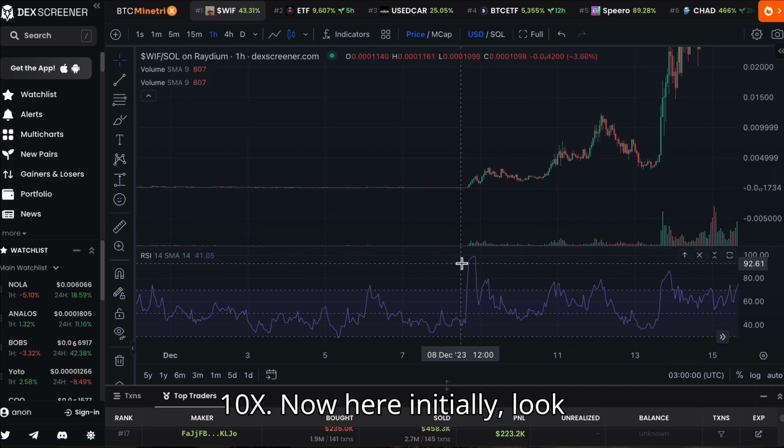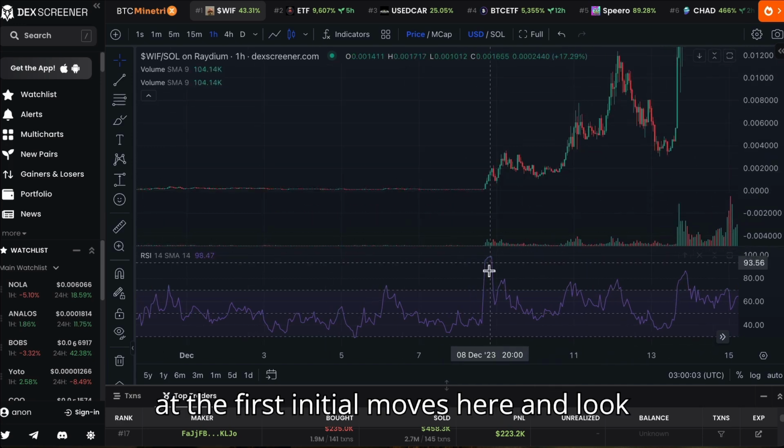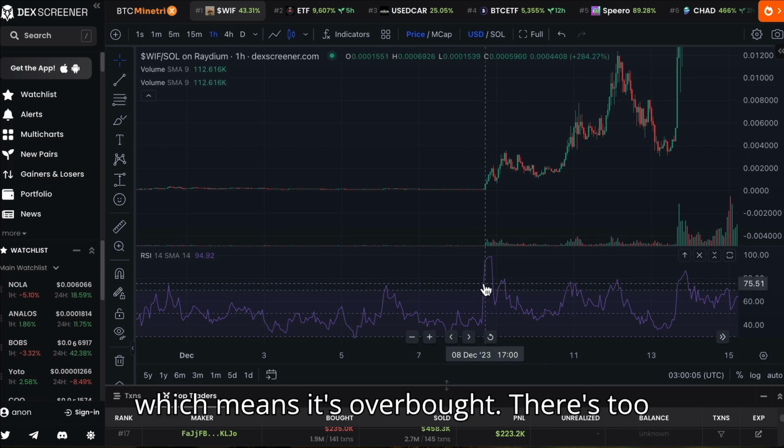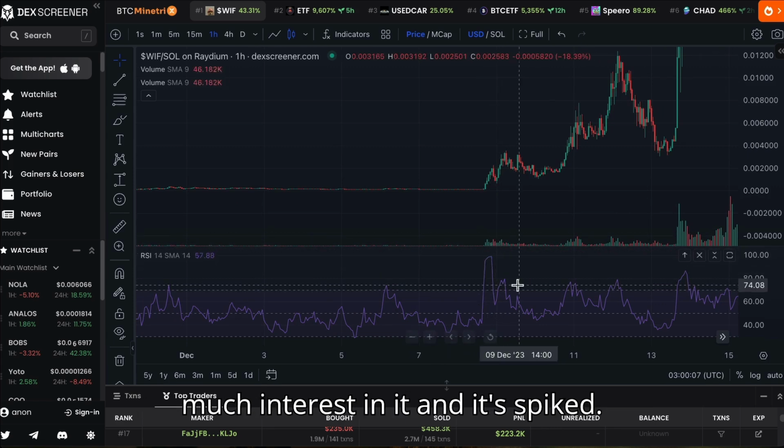Now here initially, look at the first initial moves here and look at the RSI. It goes over the top line, which means it's overbought. There's too much interest in it and it's spiked.